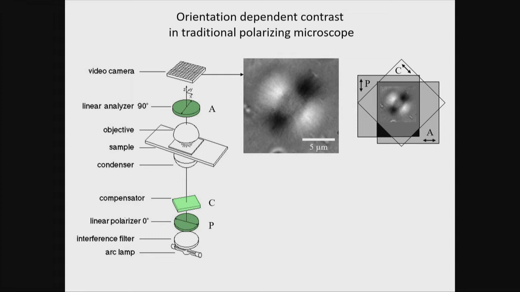Now, the orientation-dependent contrast always got in the way of studying this more quantitatively, because you never quite knew what the orientation of the object was. If you have filaments, it might be obvious, but in other situations where you have membranes, folded membranes, it might not be so obvious to know what the morphological feature is that you're actually looking at.